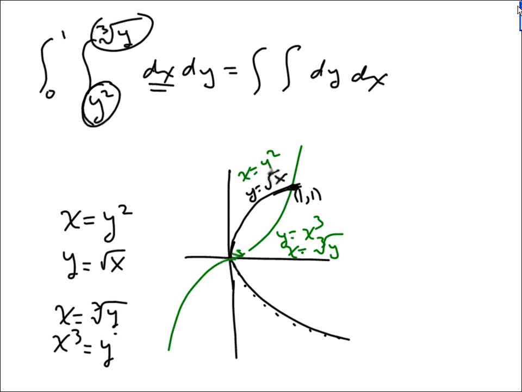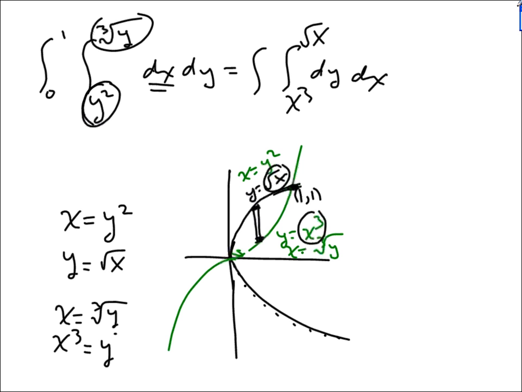Okay, so now, what does y go from? It goes from this y, which is x cubed, to this y, which is the square root of x. How nice. That wasn't bad at all.